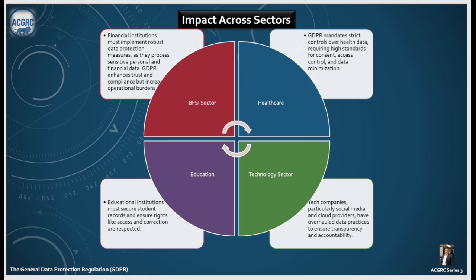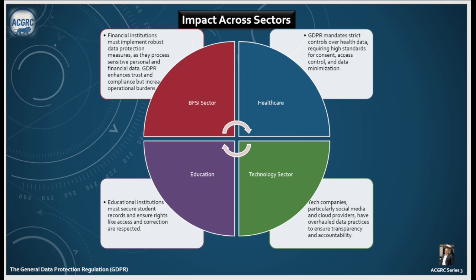Now we move to the technology sector. Tech companies, particularly social media and cloud providers, have overhauled data practices to ensure transparency and accountability. In simple terms, the technology sector includes companies that offer social media platforms, search engines, cloud services, mobile apps, e-commerce sites, advertising tools, AI and analytics platforms.